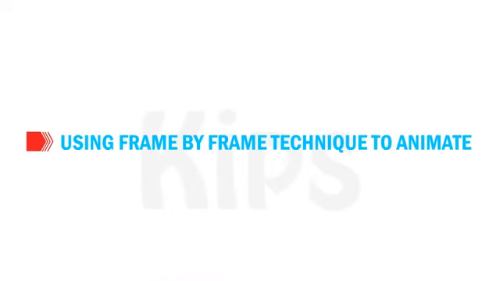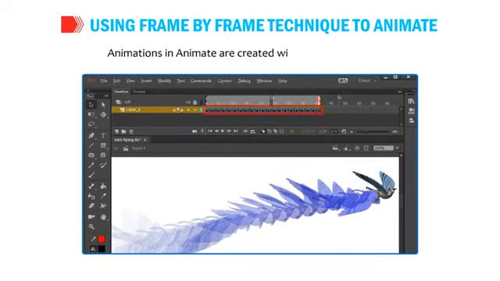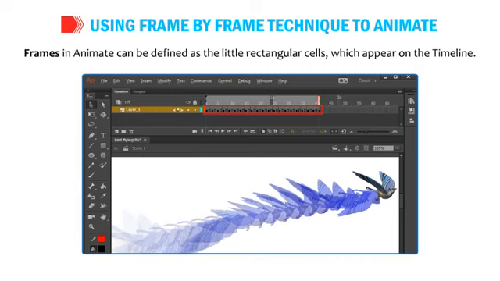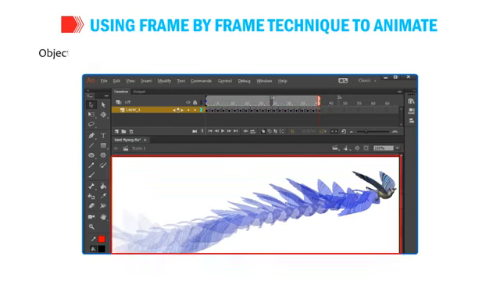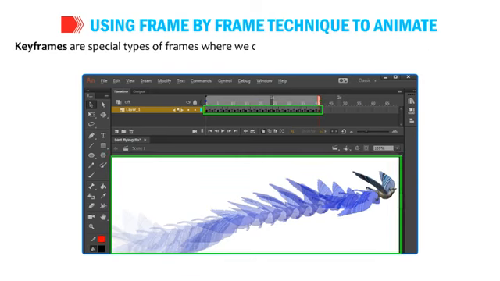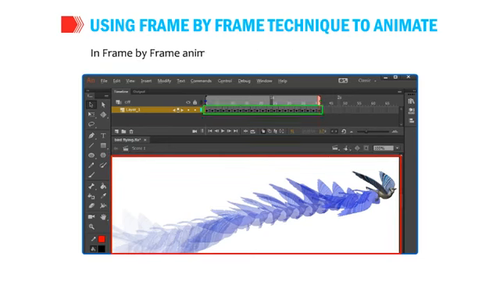Okay, now let's discuss how to use frame-by-frame technique to animate. Animations in ANIMATE are created with the help of frames. Frames in ANIMATE can be defined as the little rectangular cells which appear on the timeline. Frames are used to control and organize the content of your movie. Objects in the timeline are placed in order as you want them to appear in the movie. Keyframes are special types of frames where we can define change in the object for an animation like position, color, shape, etc. In frame-by-frame animation, we create the image in every frame.